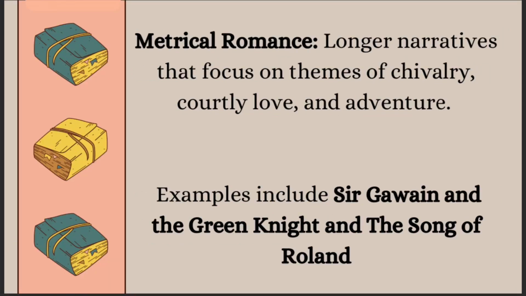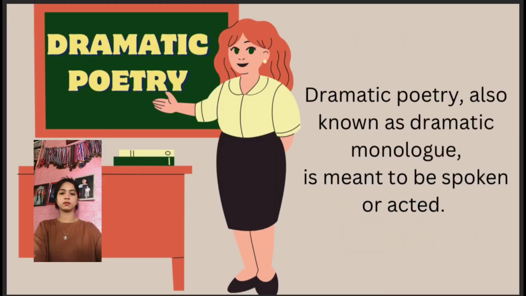And the metrical romance. The metrical romance is a longer narrative that focuses on themes of chivalry, courtly love, and adventure. They often feature knights, damsels in distress, and magical elements. Examples include Sir Gawain and the Green Knight and the Song of Roland.